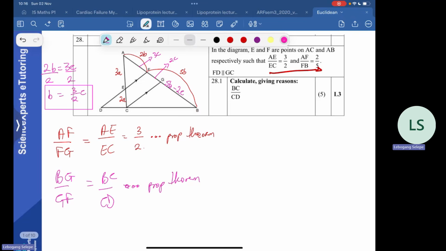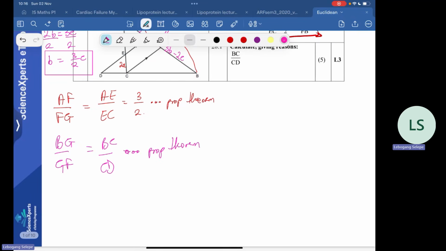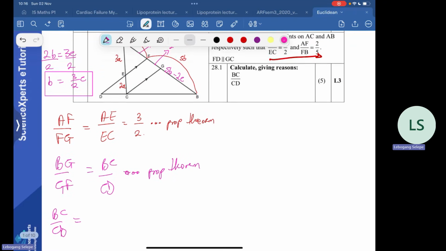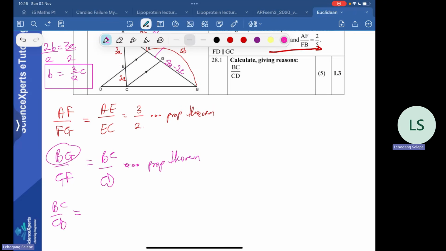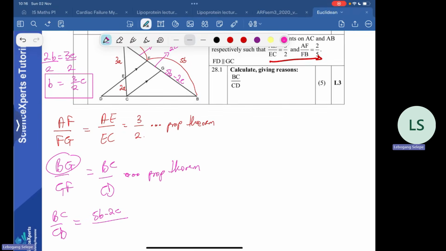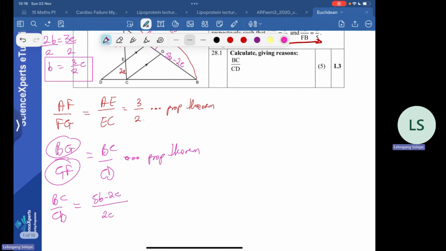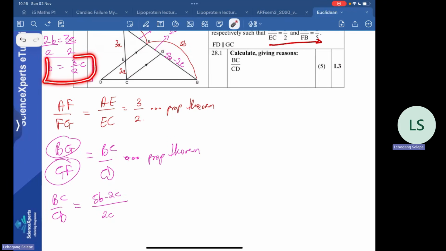So now let's put this and say BC over CD would be equal to how much? BG over GF, right? Which is 5B minus 2C over GF, which is 2C. Remember, I told you that you would need at some point this relationship between B and C. So where I see B, I can substitute it with 3 over 2 C.